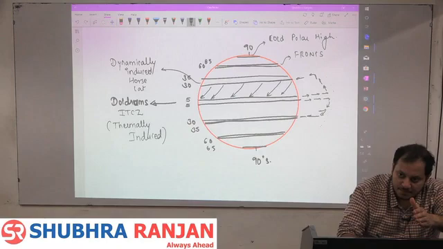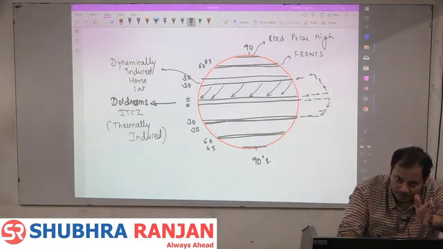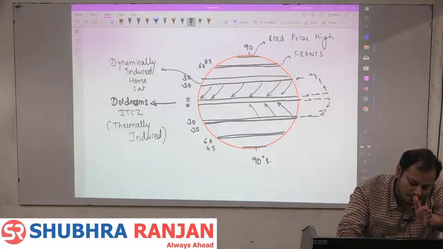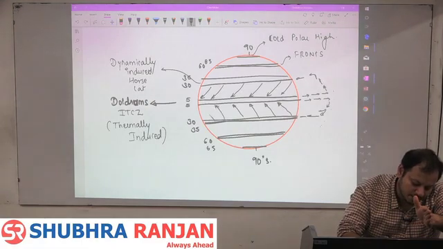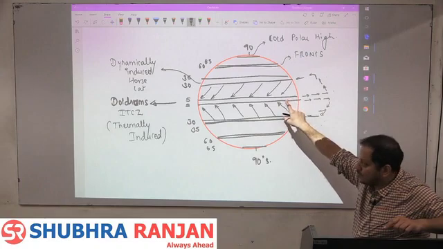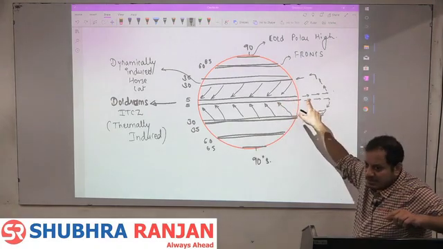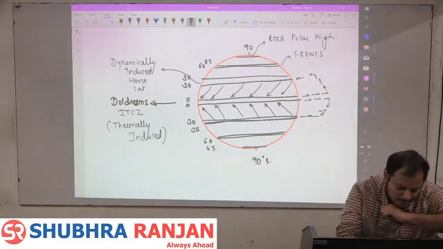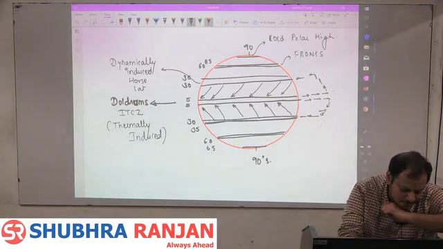trade winds. In the northern hemisphere, it is going to get deflected to the right, and in the southern hemisphere, it is going to get deflected to the left, and it starts flowing as the trade winds, easterlies. Then they both join at this point, and because of the low pressure, it rises upward, we call this an ITCZ. Fine.